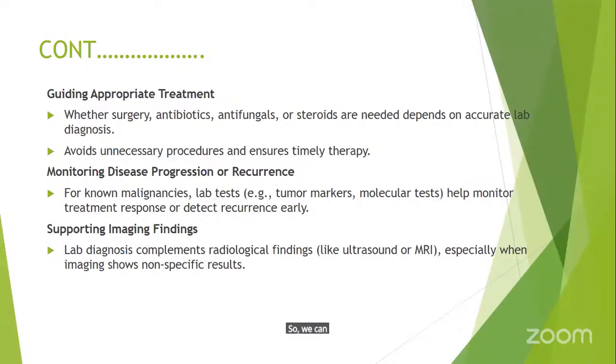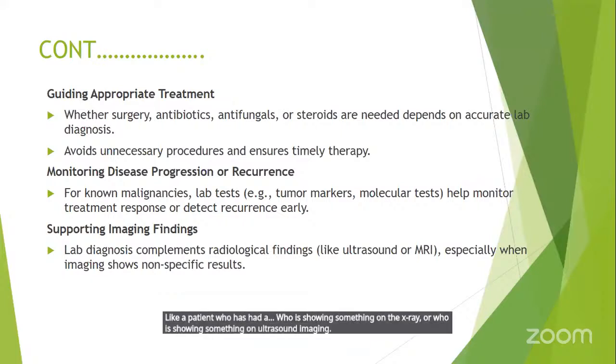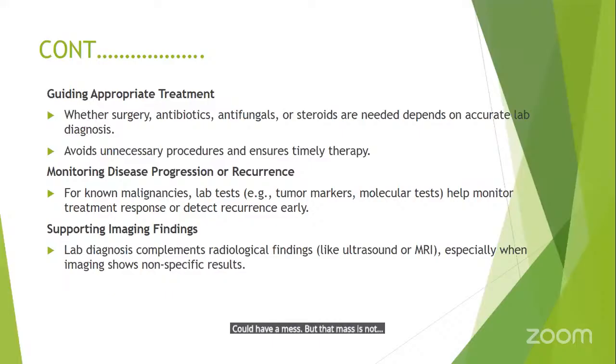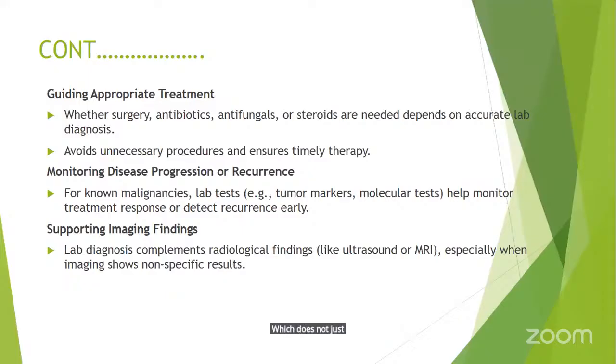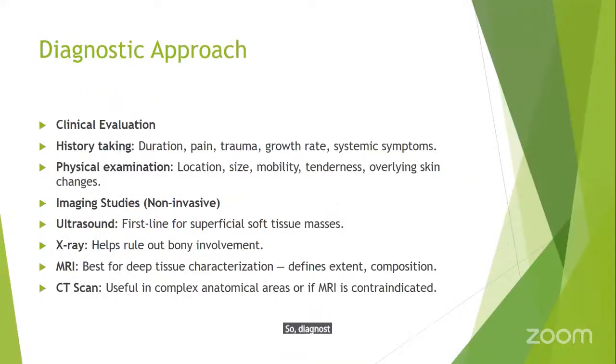We can also do a differential diagnosis to support imaging findings. Like a patient who is showing something on X-ray or on ultrasound imaging could have a mass, but that mass is not specific for which condition. So for a doctor or a clinician to be able to do surgery or administer other treatment options, you have to do a lab diagnosis, and you may find that the mass is associated with something very common like TB, which does not respond to surgery alone until you give them the right medication. So diagnostic approaches are varied.